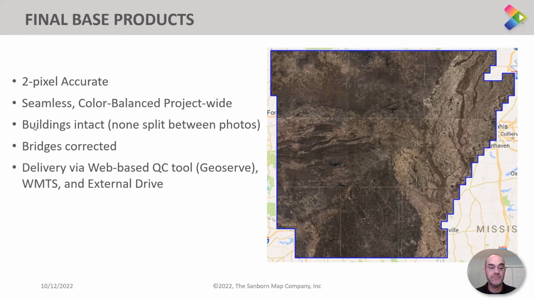That includes bridges corrected, again, seam lines feathered and reduced so that we're not seeing individual photo edges coming together. Buildings intact, not split between photos or seam lines, and again, a seamless color balance across the project.